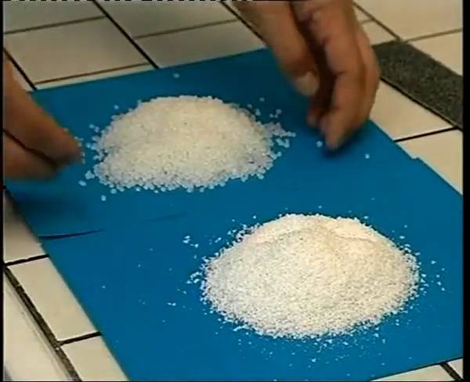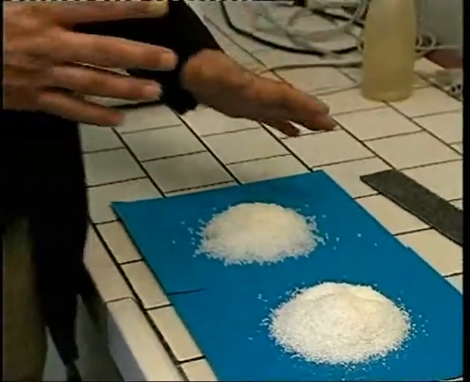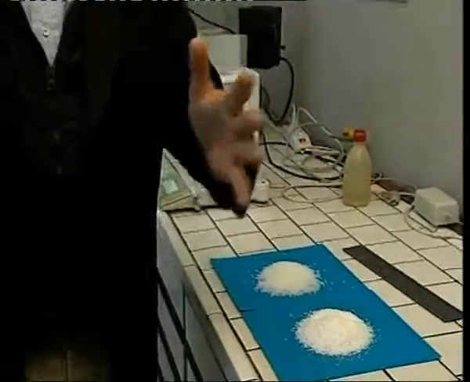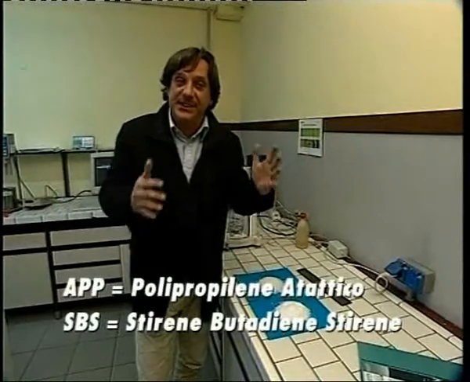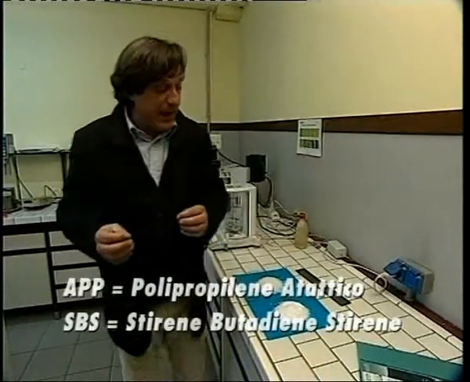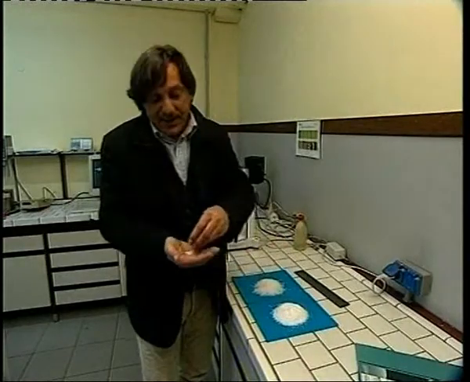In other words, if we were to make a bituminous membrane without resins, it would have a very short lifespan and lose its main chemical characteristics rapidly. Resins can be grouped in two main families: APP resins and SBS resins. These are acronyms. APP stands for atactic polypropylene and SBS stands for styrene butadiene styrene. The difference between the two can be quickly explained.